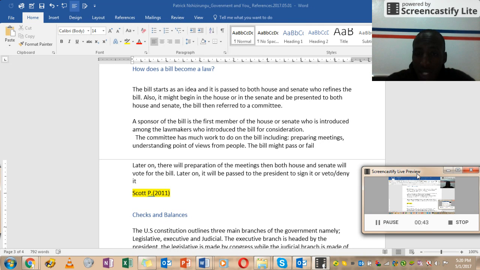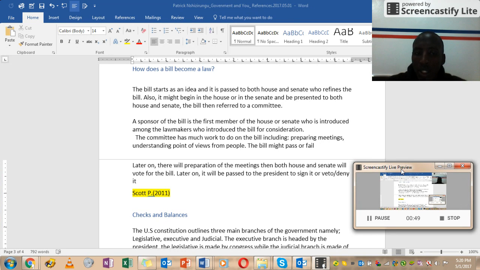The bill is then referred to a committee. So one wonders who sponsors the bill. A sponsor of the bill is the first member of the House or Senate who introduces it among the lawmakers to be taken into consideration. The committee has much work to do on the bill, including preparing meetings, understanding points of view from people, and trying to collect some feedback from the people about the bill. Then the bill might pass or might fail.